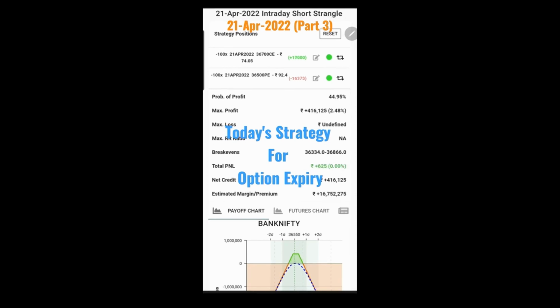In short Strangle, we have put in 36,700 call short and 36,500 put short. We are currently looking at 6,625 rupees profit. Zone trade.